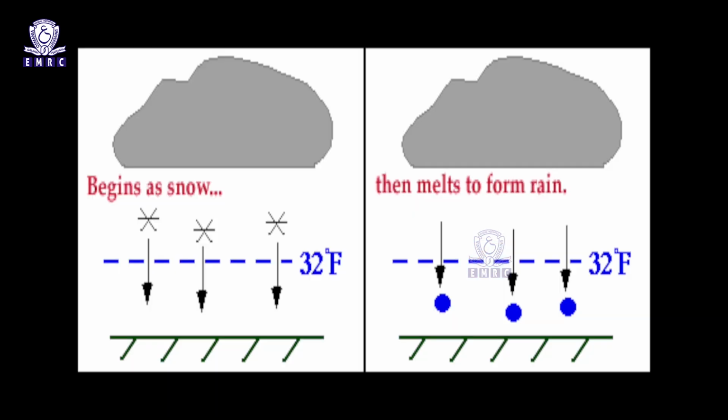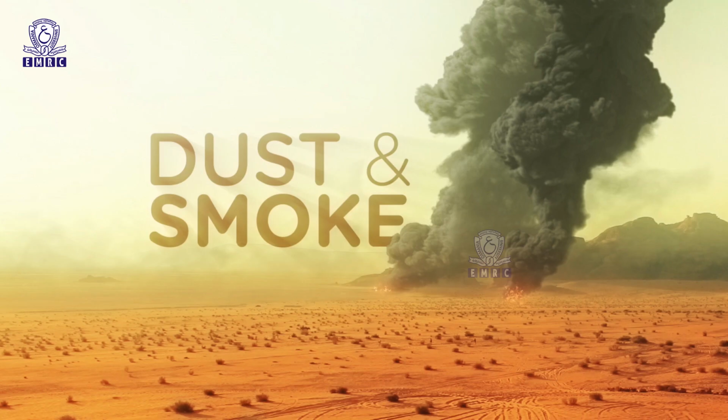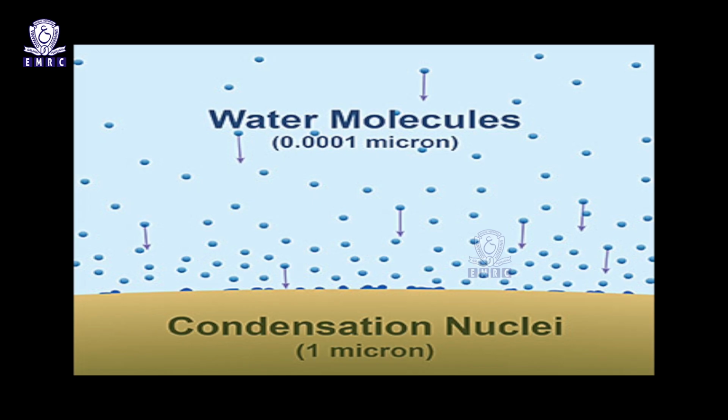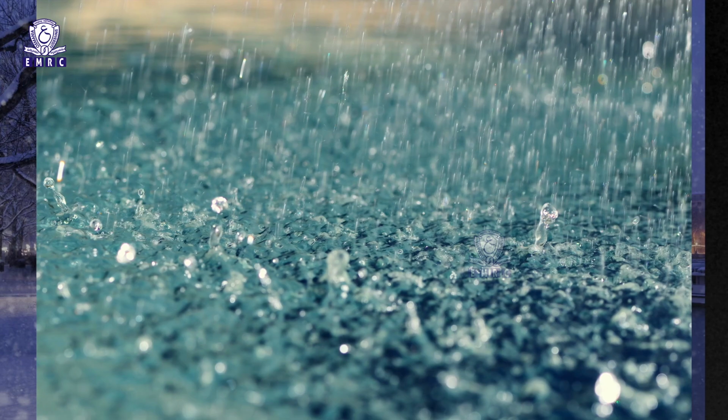Most rain actually begins as snow high in the clouds. As the snowflakes fall through warmer air, they become raindrops. Particles of dust or smoke in the atmosphere are essential for precipitation. These particles, called condensation nuclei, provide a surface for water vapor to condense upon. This helps water droplets gather together and become large enough to fall to the earth.